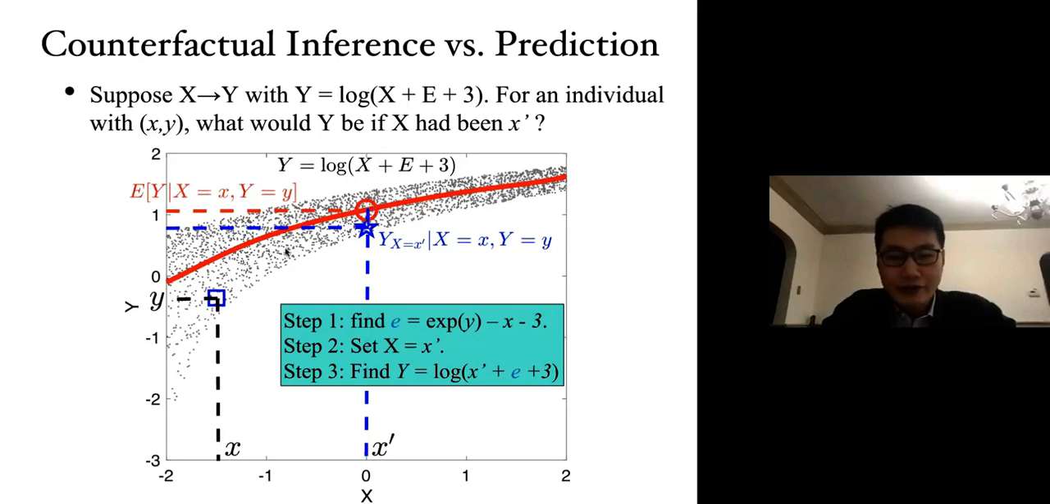However, when we talk about a particular person, we have information of the noise. And given the information of the noise and the new value of X, you can immediately derive the value of Y, which is the answer to the counterfactual question we're concerned with.